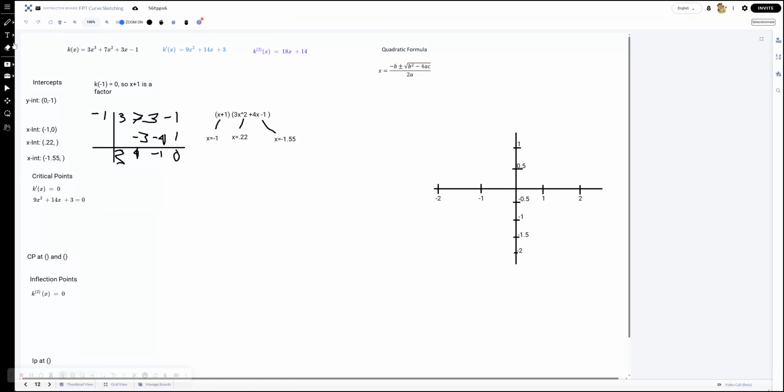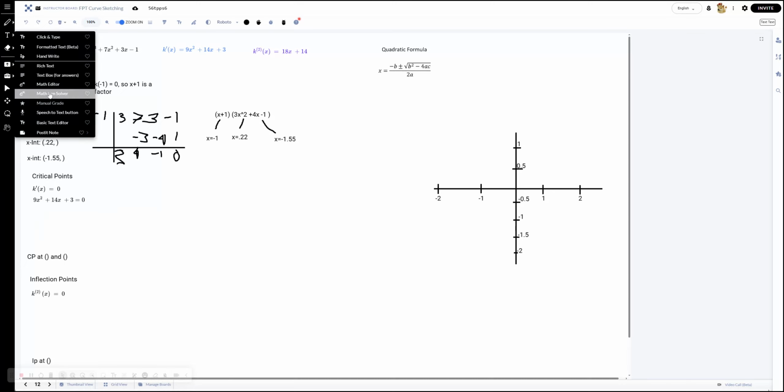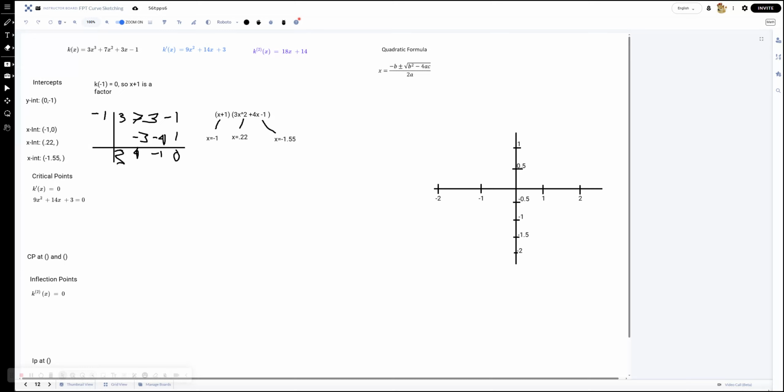And this is because of how the tangent works, right? Oh, let me switch to math editor, because it basically tells you where the graph is going from increasing to decreasing or vice versa. So that's where your critical points are. Apologies for that.